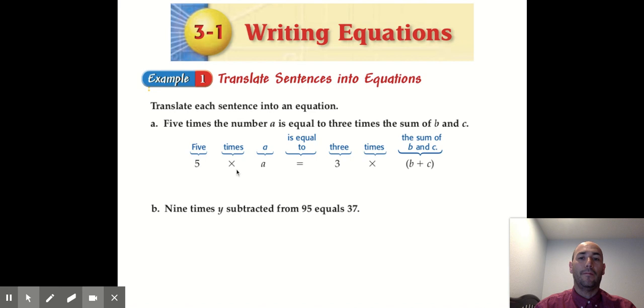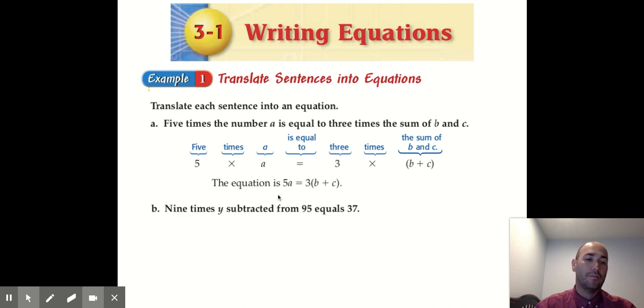And since we're going to be working with variables, using this as our multiplication symbol can get a little bit confusing. So we're going to write it in a more simplified way. We're just going to write it as 5a equals 3 quantity b plus c. So we don't really need that x there that we would in the past have used for multiplication.